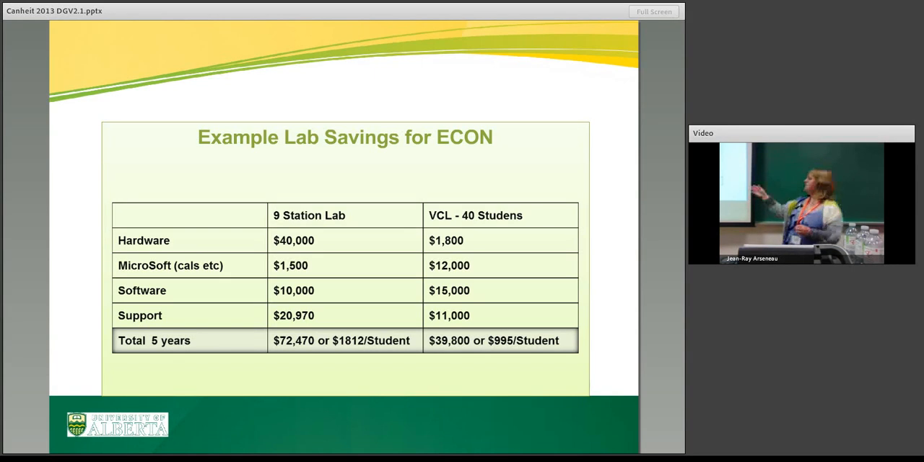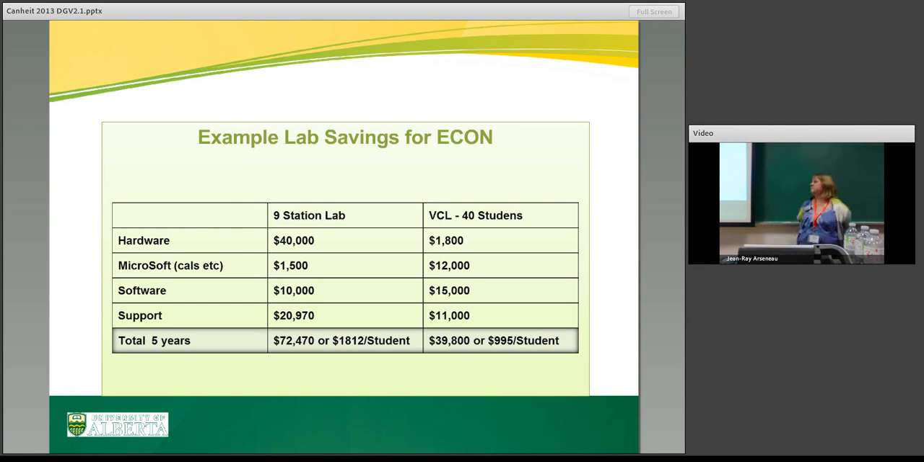But if you look at the cost per student, we're down to $995 on the VCL side versus $1,800 on the traditional computer lab side. So about 50% savings, and that'll actually scale up larger as you do larger classes. One of the things to notice here is that you're saving a lot in terms of hardware, and you have to shift your thinking a bit, spending less on hardware but spending more on software.